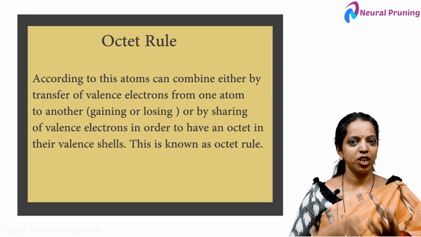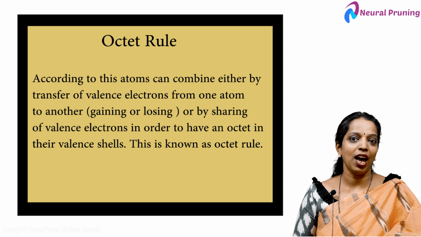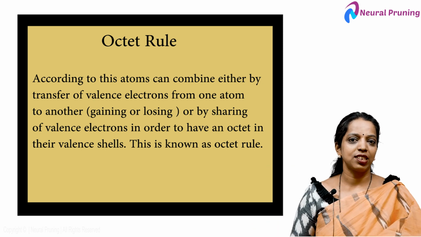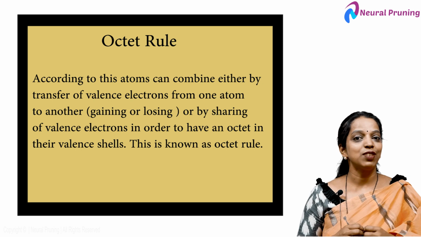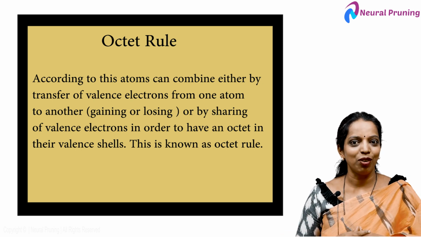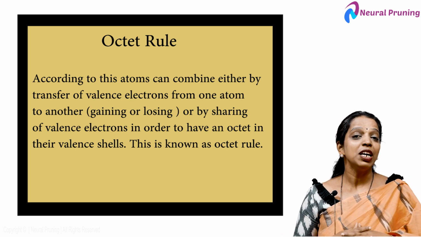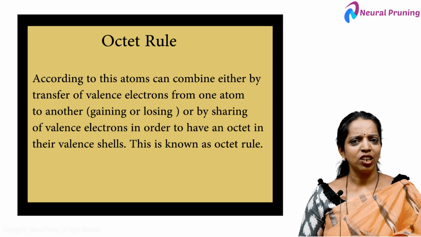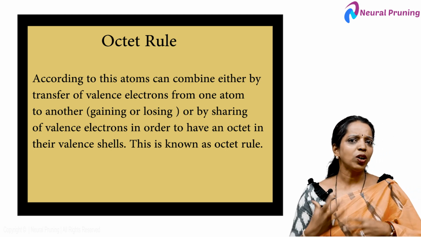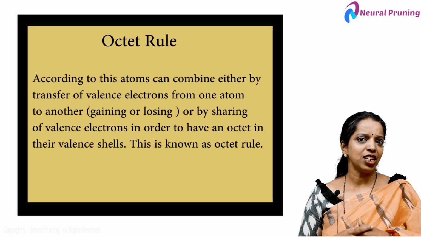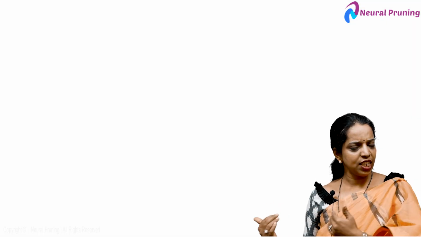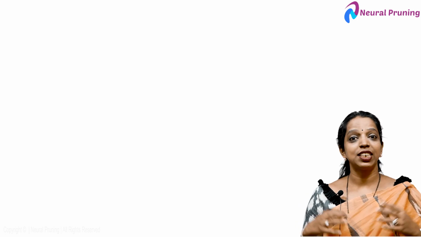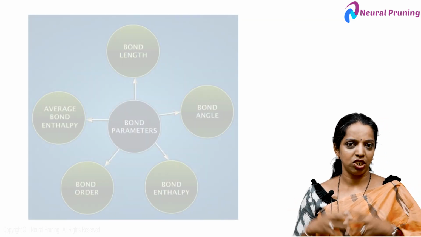Every atom wants to become stable like the nearest noble gas, that is, the noble gases present in the 18th group elements, either by transfer of electrons or by sharing of electrons, and they will become stable. They also taught that this stability or octet rule is not satisfied by all the molecules as well as compounds. Before understanding these theories, we need to understand certain bond parameters, certain concepts.